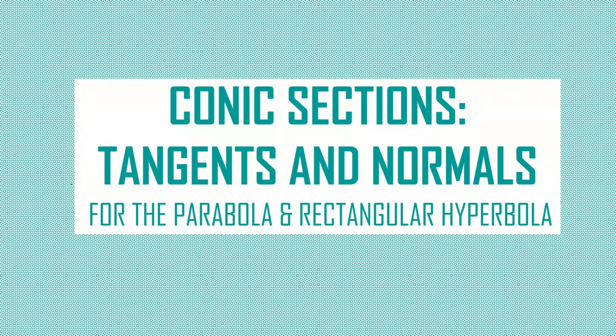Hello, welcome to today's video where we're continuing on with conic sections. Today we're finding tangents and normals to specifically the parabola and rectangular hyperbola, doing tangents and normals to the other two types of conic sections in a future video because there's a few extra different details to talk about there. So with that said, what do we need to know in order to be able to approach this?